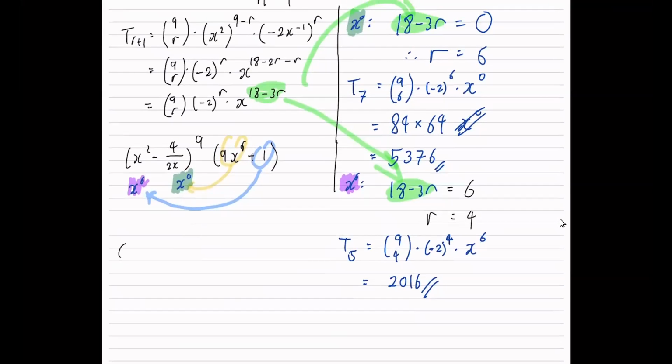So the coefficient of x power 6 will simply be 9 times the green one, which is 5376, plus the blue one, which is 1, multiplied by the purple one, which is 2016. Then just type in calculator. 50,400. Okay. Yeah, then that's it.